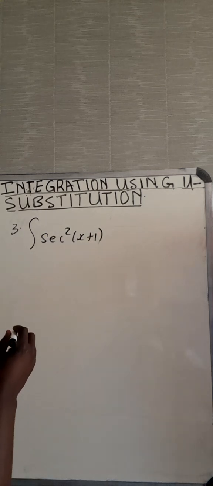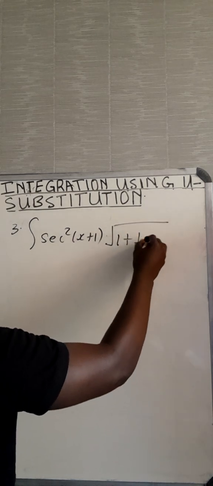So we can have a problem. It's number 3. Integral of sec squared of x plus 1 times square root of 1 plus tan of x plus 1 dx. You can have this kind of problem.